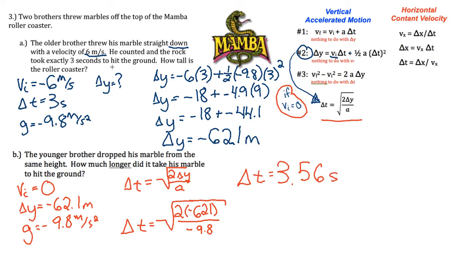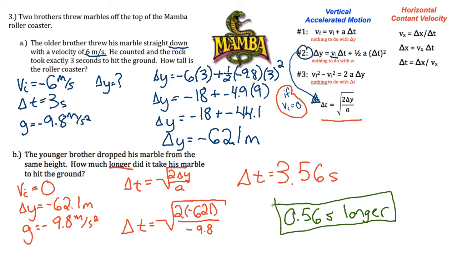Great, so the brother that threw the marble, it only took 3 seconds. The brother that dropped the marble, it took 3.56. The question really did ask how much longer did it take, so if you want to be completely accurate with this, you should say that it took 0.56 seconds longer than the first brother. And that's number 3.